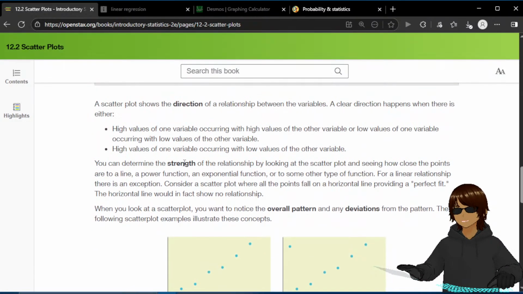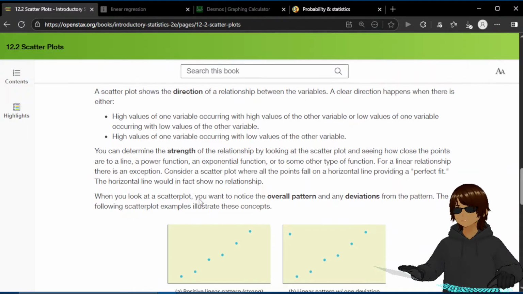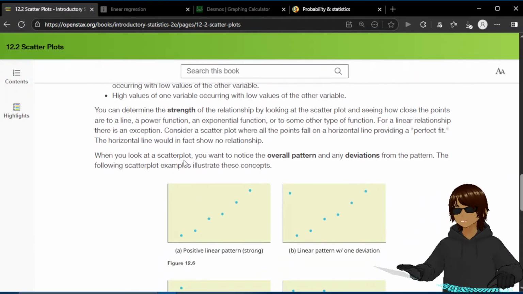You can determine the strength of the relationship by looking at the scatter plot and seeing how close the points are to a line, a power function, an exponential function, or some other type of function. For a linear relationship, there is an exception. Consider a scatter plot where all the points fall on a horizontal line, providing a perfect fit. The horizontal line would in fact show no relationship. When you look at the scatter plot, you want to notice the overall pattern and any deviations from the pattern. The following scatter plot examples illustrate these concepts.